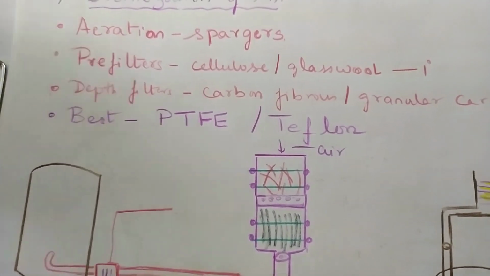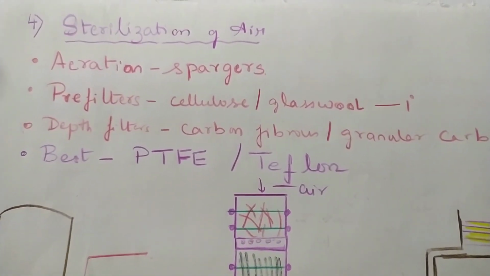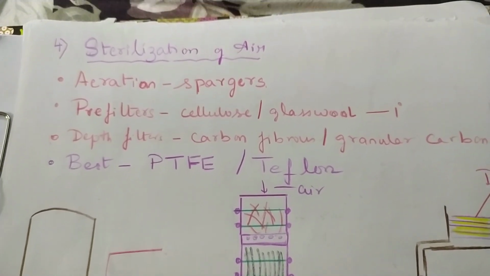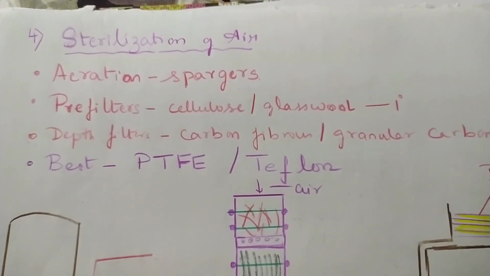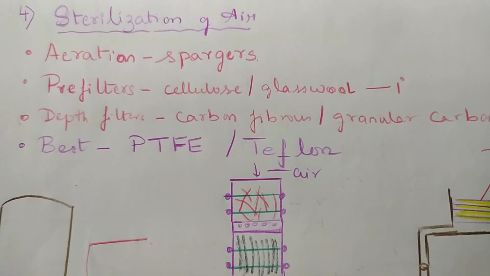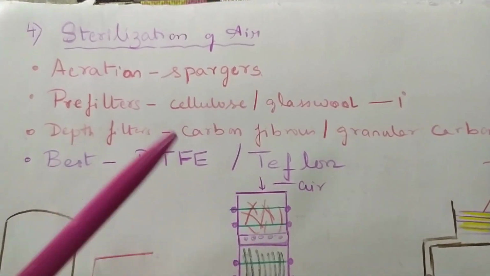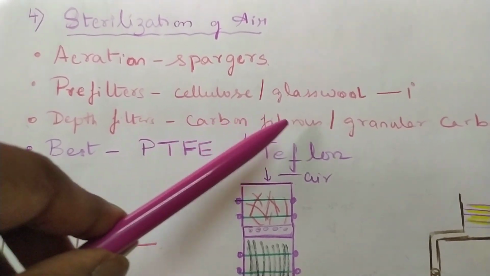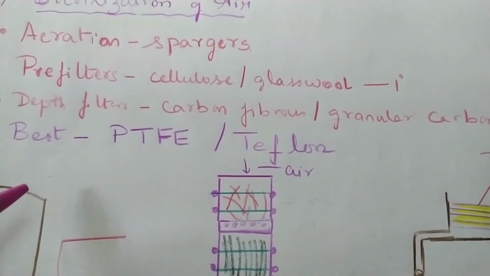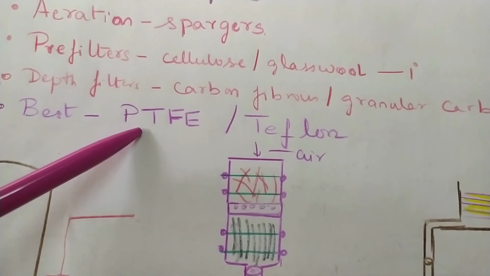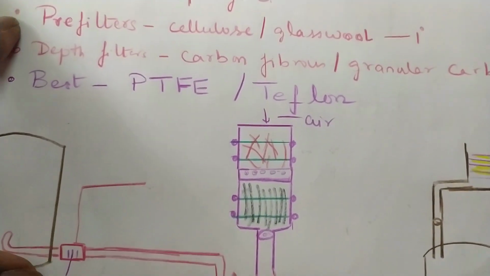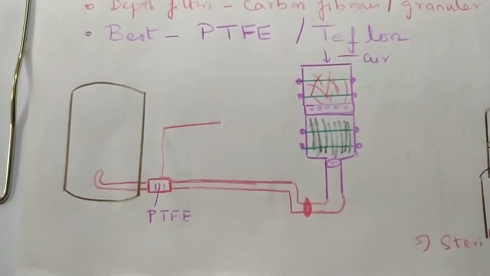So when you give aeration in the fermenter through the spargers, there's again a requirement of sterile air to be provided. So again you have to understand the pre-filters and the depth filters. Okay, pre-filters are made of cellulose or glass wool, and depth filters are made of fibrous carbon, and granular carbon can also be used. Okay, and also the best ones are the polytetrafluoroethylene filters and the Teflon filters. Okay, first let us look into the picture here to understand this process.